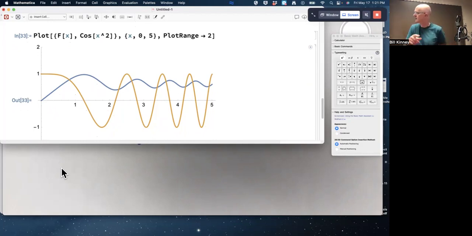The gold colored graph is cosine of x squared. The blue graph is this Fresnel function. The blue is the integral of the gold. The gold is the derivative of the blue. The gold tells you the slope of the blue. It's positive here and close to 1.